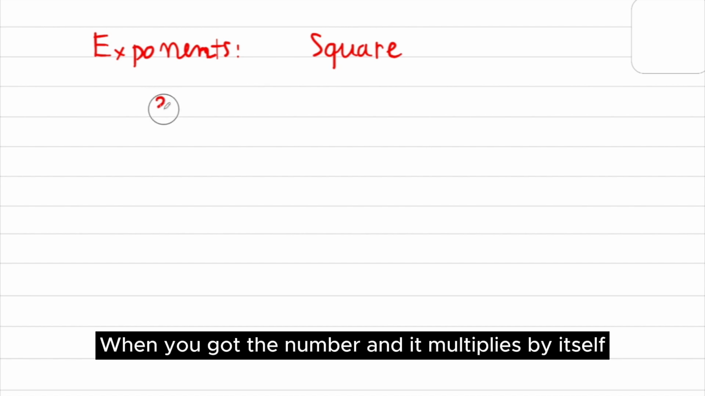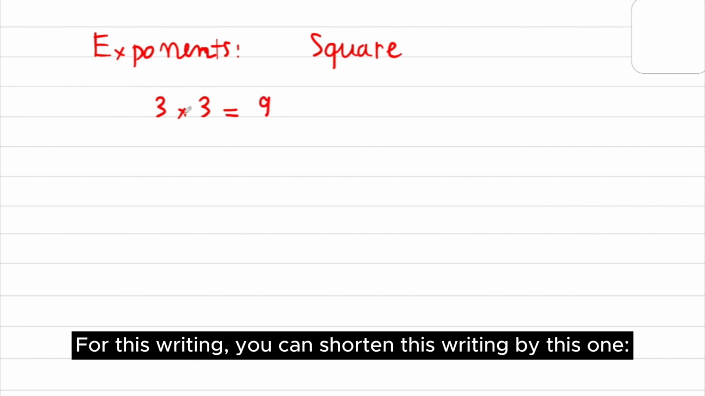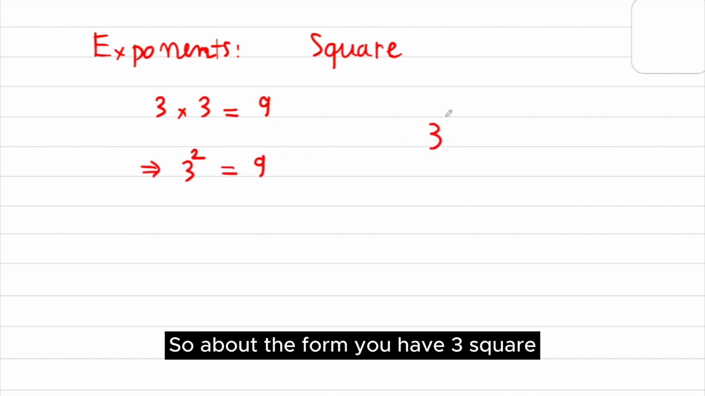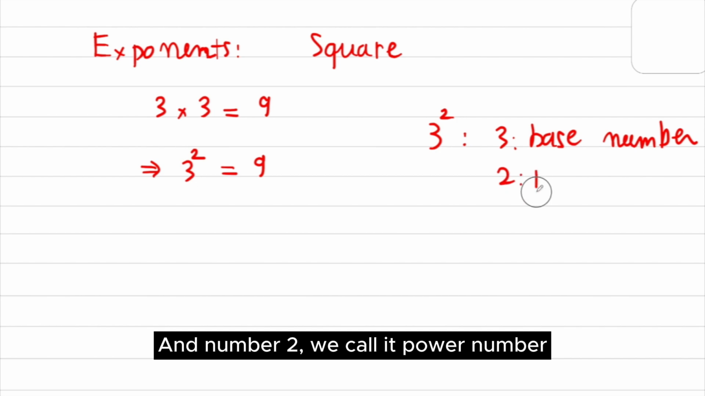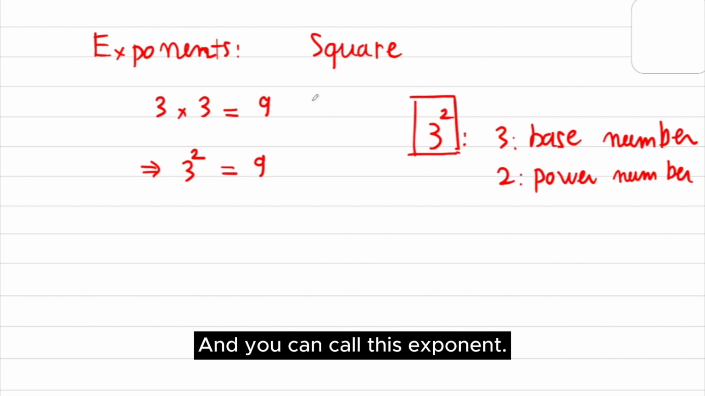When you have a number multiplied by itself, 3 times 3, you will have 9. You can shorten this writing to 3 square, which equals 9. About the form, in 3 square, the 3 we call the base number, and the number 2 we call the power number. All of this form you can write down and call an exponent.